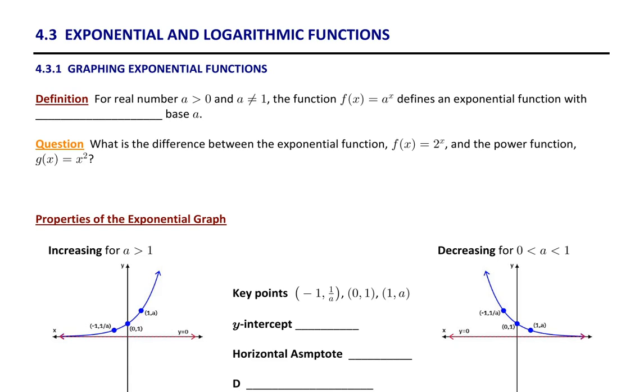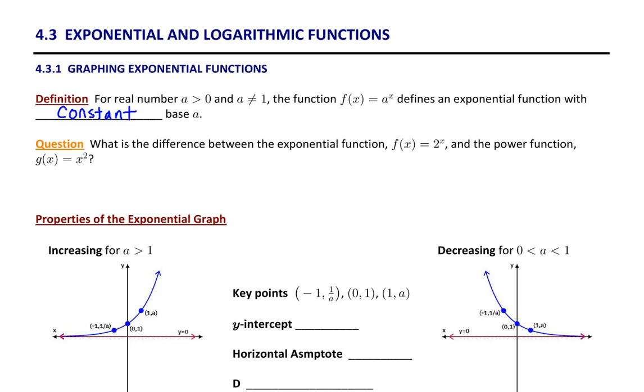The key to understanding the relationship between exponential and logarithmic functions is to realize that they are a pair of inverse functions. Let's begin looking at the first half of this inverse pair of functions, exponential functions. For real number a greater than 0 and a not equal to 1, the function f of x equals a to the x defines an exponential function with, now here's the key, constant base a.